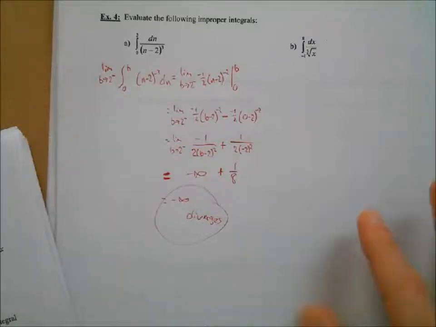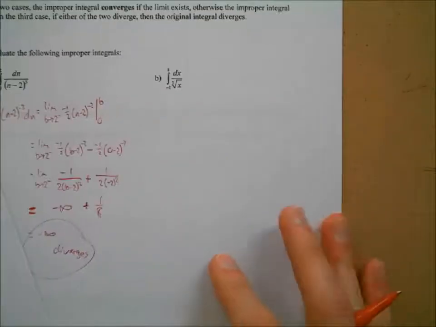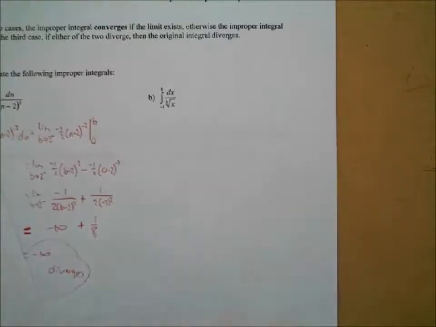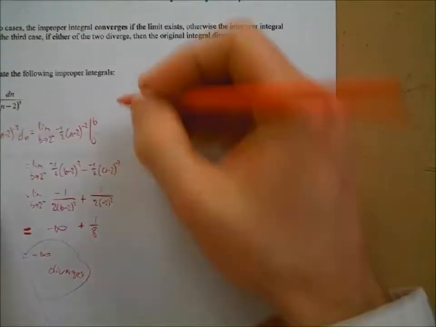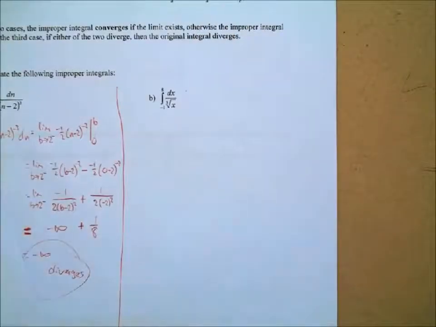All right, letter B, the next one here. Why is this an improper integral? Because we can't plug in 0. Right, we can't plug in 0, so we have to break up this integral over the 0 there. And so this is the way we'll rewrite this here.